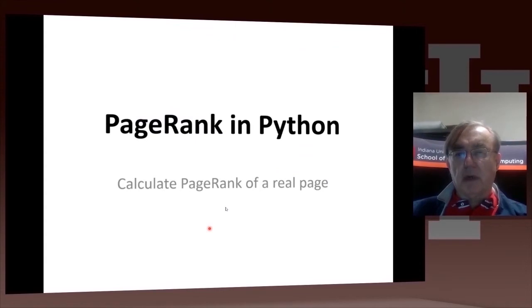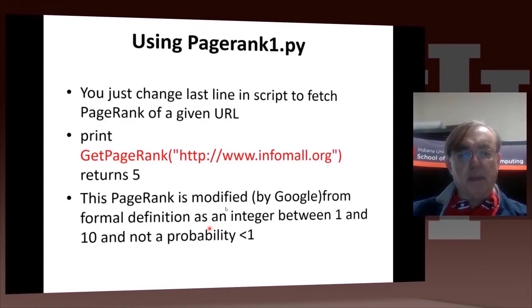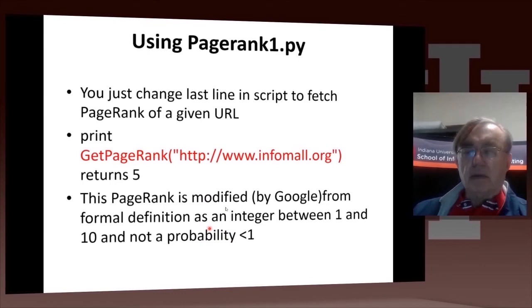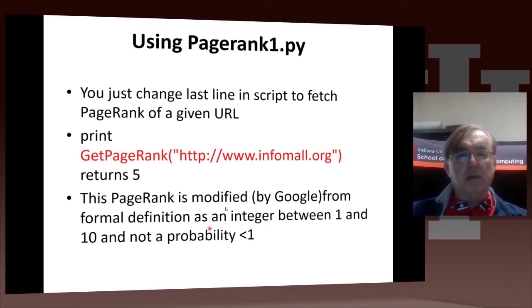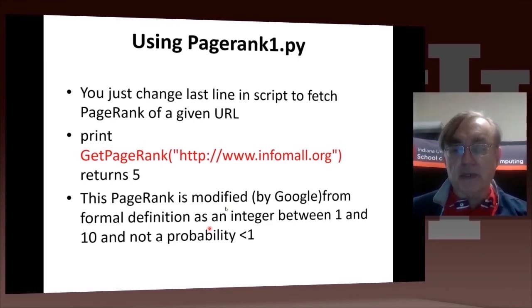Finally, we just go quickly through the case of the PageRank in Python. And this is the PageRank1.py. You can add your own code, print out your favorite PageRank site. This is the Google PageRank. And somehow it's no longer a number between 0 and 1. It's actually a number between 1 and 10. It's been modified from the original formal definition, but still it's true that the larger the page rank, the better. And if you look at my site, it's informal.org, it has a page rank of 5.